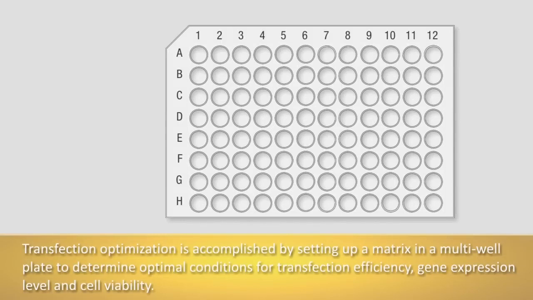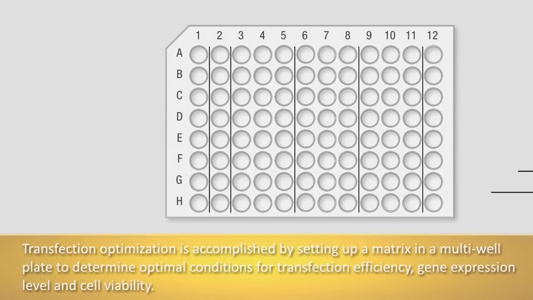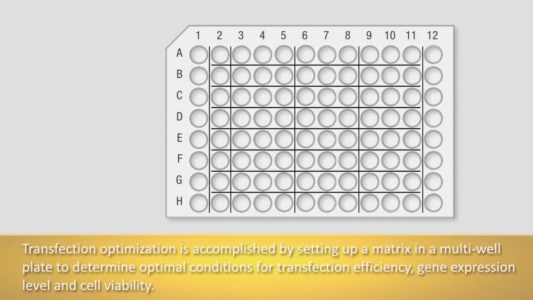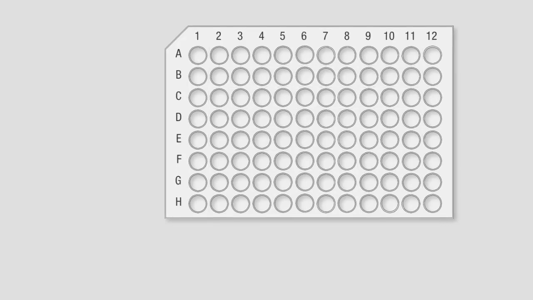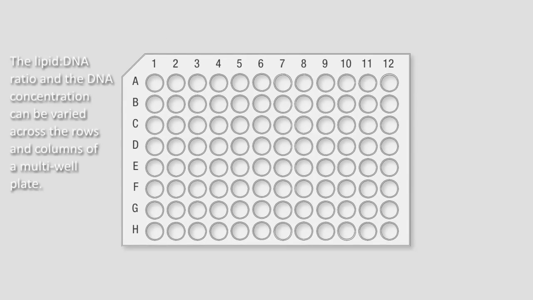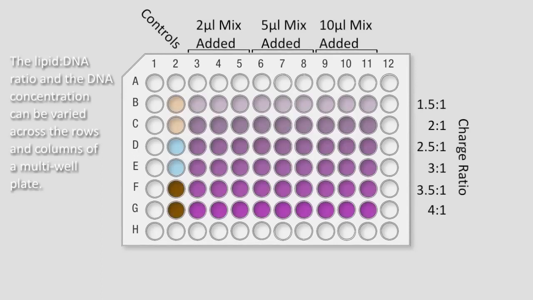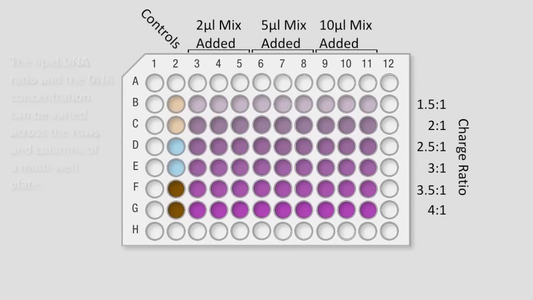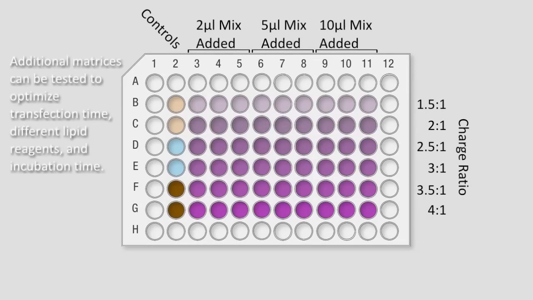Transfection optimization is accomplished by setting up a matrix in a multi-well plate to determine the conditions that result in the best transfection efficiency, gene expression levels, and highest cell viability. The lipid-to-DNA ratio and DNA concentration can be varied across the rows and columns of a multi-well plate. Additionally, the length of time for transfection, a variety of lipid reagents, and incubation time for lipid-to-DNA complexes may be addressed.